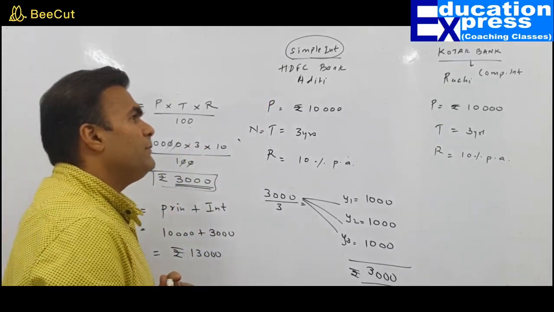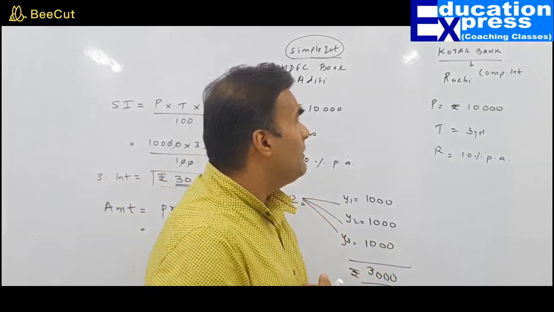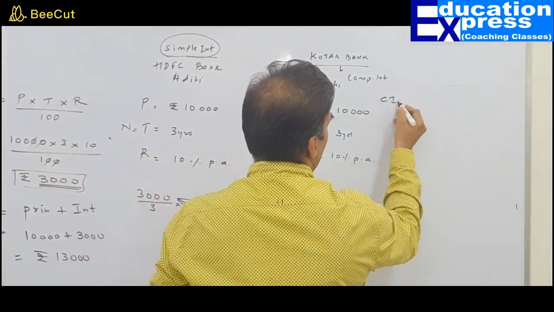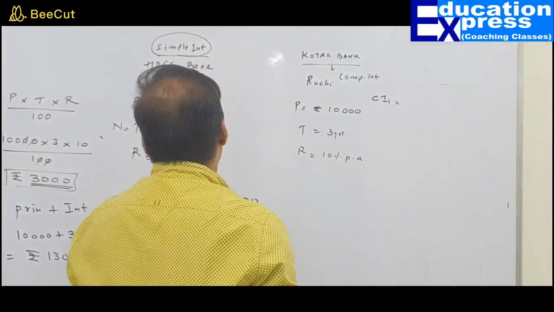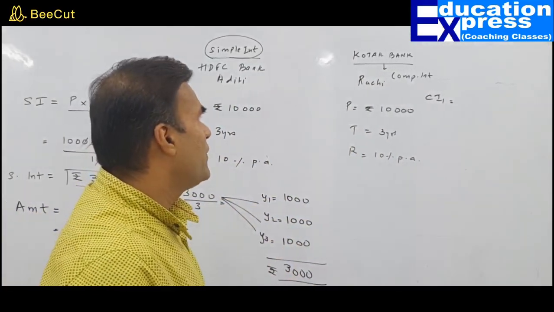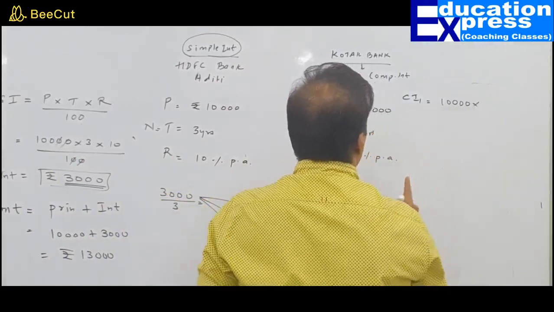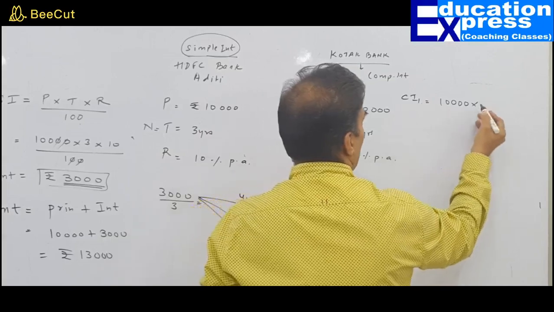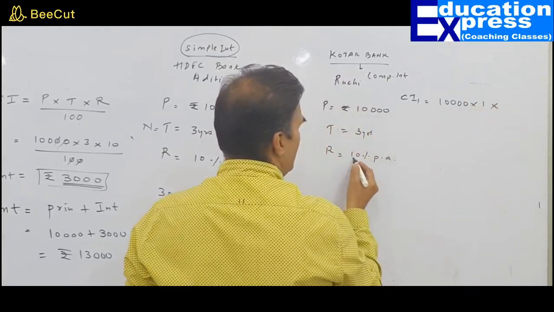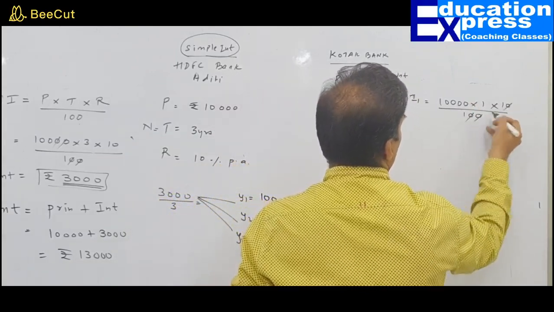What about Ruchi? The bank says that I am going to pay you compound interest. Now what does that mean? It means compound interest for the first year is the same as simple interest for the first year, it will always remain the same. So for the first year, on 10,000, the bank will pay me interest only for 1 year because I am calculating only for 1 year. So P into T into R, what is the rate of interest? 10%. Upon 100.